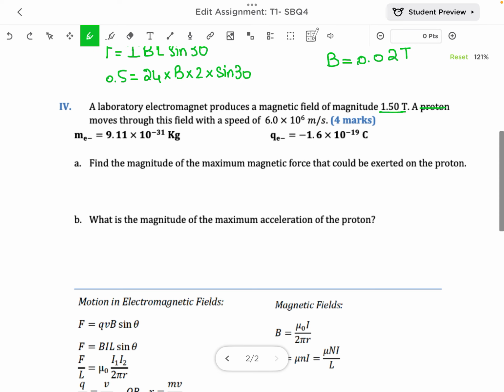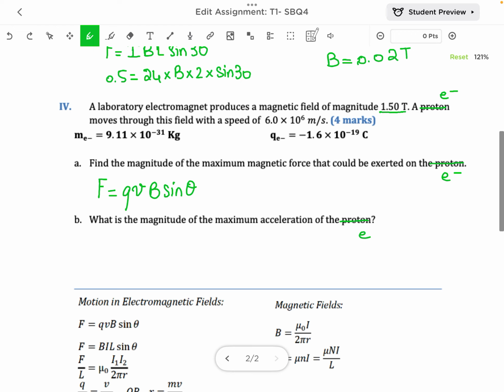Finally, in a laboratory, an electromagnet produces a magnetic field of magnitude 1.5 Tesla. Okay, so we removed this one. We said it's an electron, because we have the mass and the charge of an electron. It moves through this field with a speed of 6 times 10 to the power of 6. Find the magnitude of the maximum magnetic force on the moving charge. F equals q v B sine of theta. So basically it is moving perpendicularly, normally.